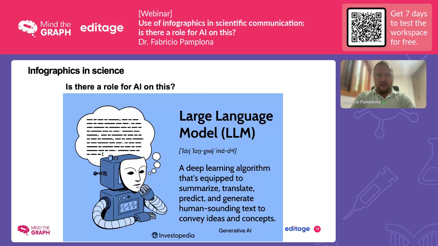So first thing, the large language models, LLMs, okay? Is there a role for LLMs, which are the main tool of what we know as AI, in organizing and reading information? I believe so, but let's start by understanding what that is. It's a deep learning algorithm that's equipped to summarize, translate, predict, and generate human-sounding text to convey ideas and concepts. It's basically that. It's something that writes for you based on a gigantic base of knowledge.